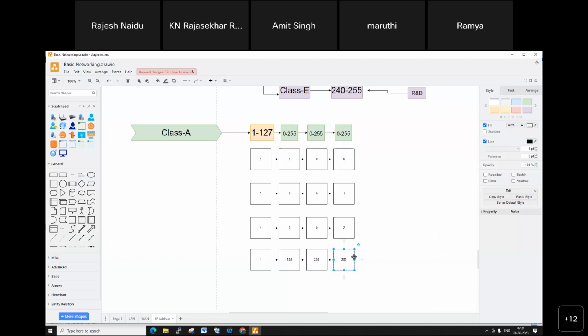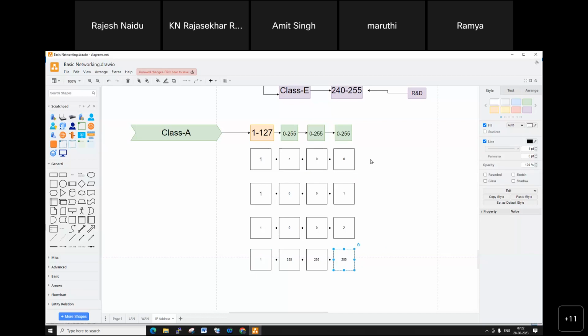As per the TCP/IP concept, an IP address ending with 0 and an IP address ending with 255, we should not assign to the system. We reserve these two IP addresses for the starting address and the ending address. Is that clear? Any other question?